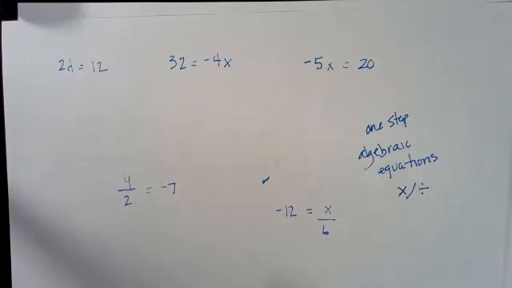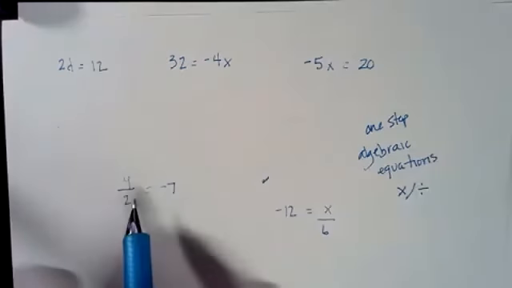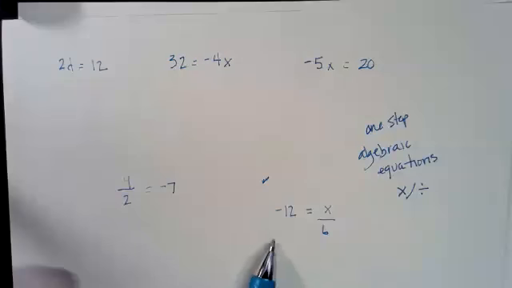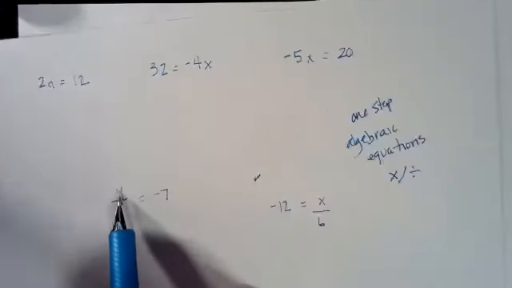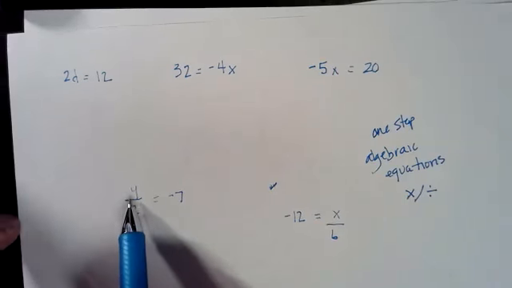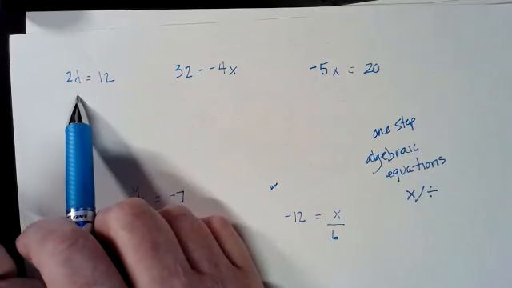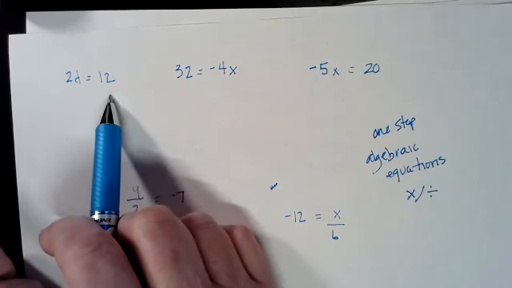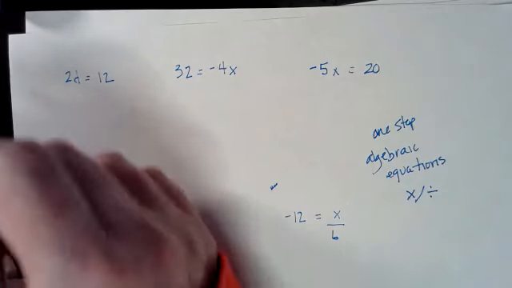All right, we've got some more algebraic equations, one step. We've got multiplication problems and division problems. So let's start up here with the multiplication. And what you're doing when you're dealing with the multiplication problem is you still want to get down to one variable and one number. So that means we need to separate the 2 and the d.